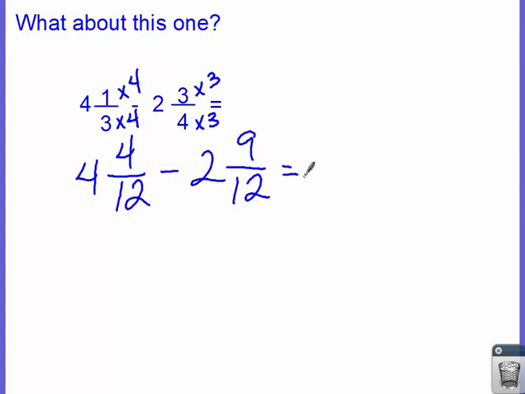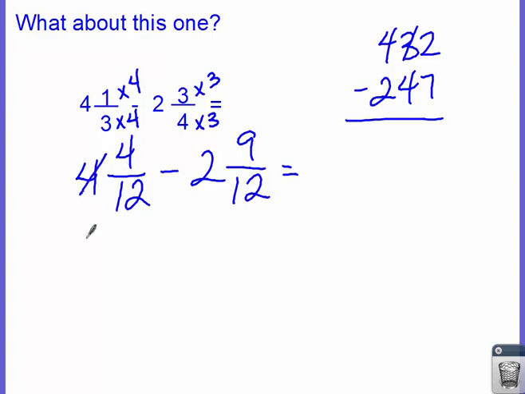So we have to remember what happens, okay? Like if I were to give you this problem, 432 minus 247, what am I going to have to do to subtract 7 from 2? We'll have to go next door and borrow. Well, we've got to do the same thing with fractions. Just the number next door happens to be a 4. So we borrow from the 4 and it becomes a 3.